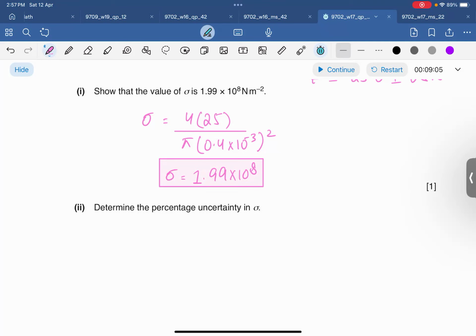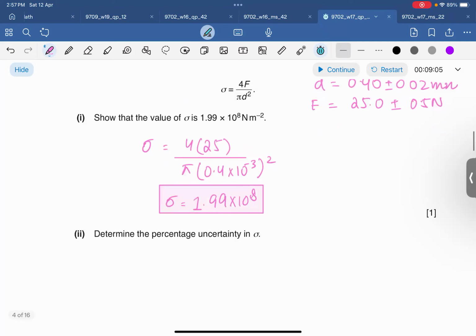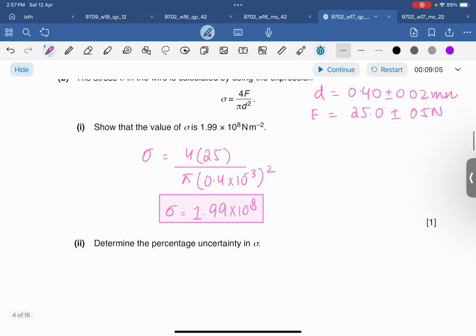So okay, fine. Now, determine the percentage uncertainty in stress. So, the percentage uncertainty in the stress is basically dependent upon the percentage uncertainty of F and the percentage uncertainty in D, right?